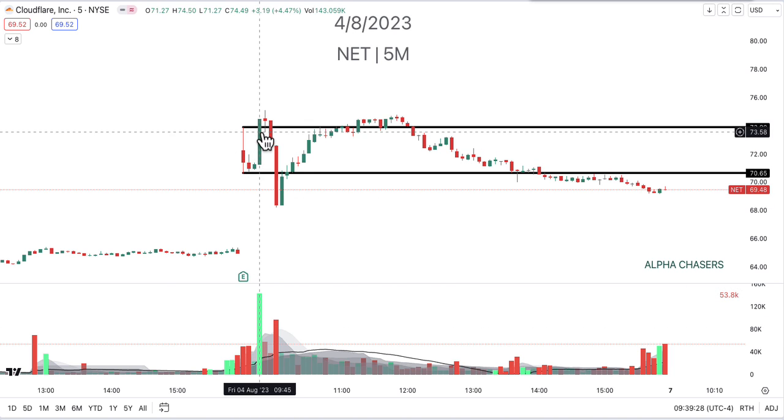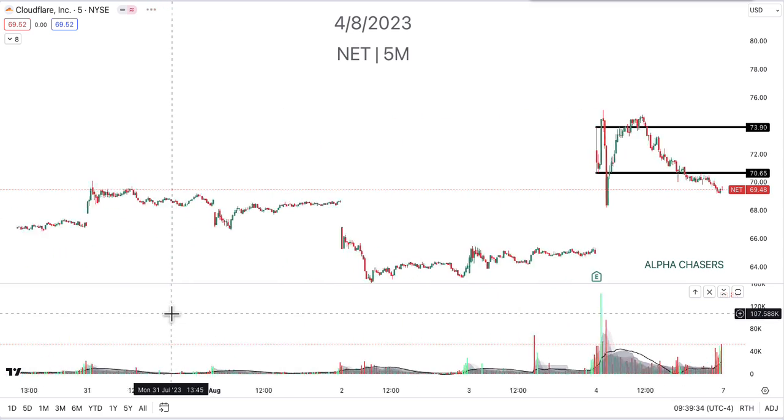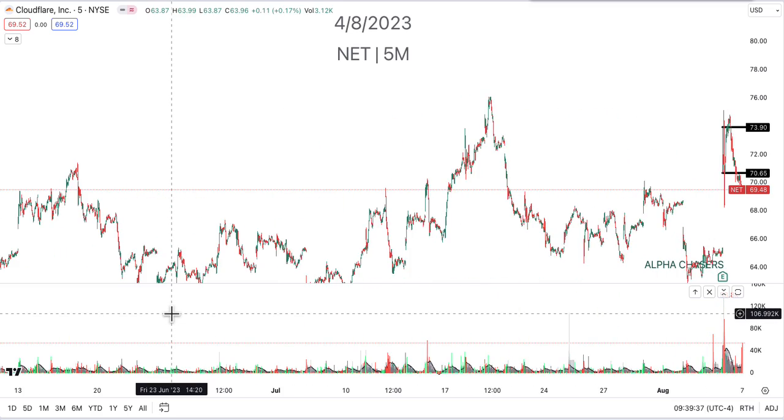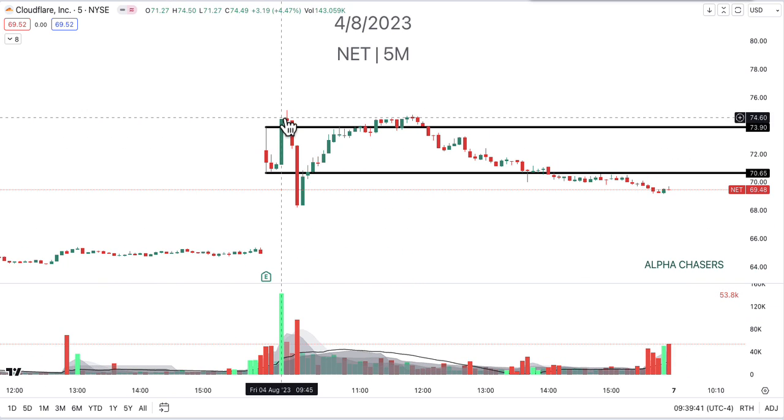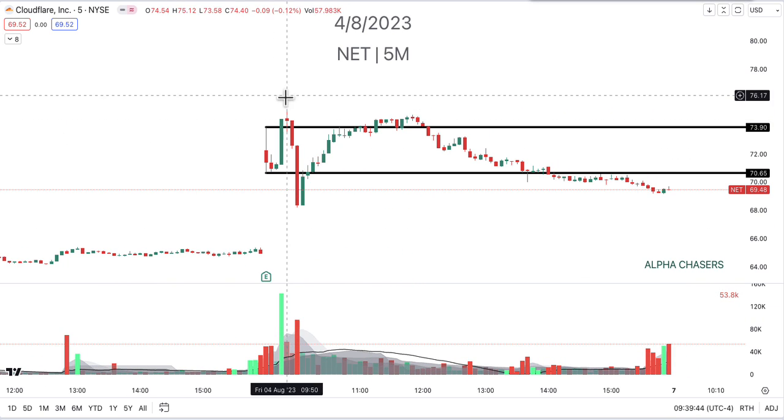Look at that volume. Look at the volume of that break. I mean, that is just staggering. Go back and look. You don't have anything like that. And I get that it's earnings, but you have nothing like that. Then they give you the follow through, the higher high that everyone's looking for.